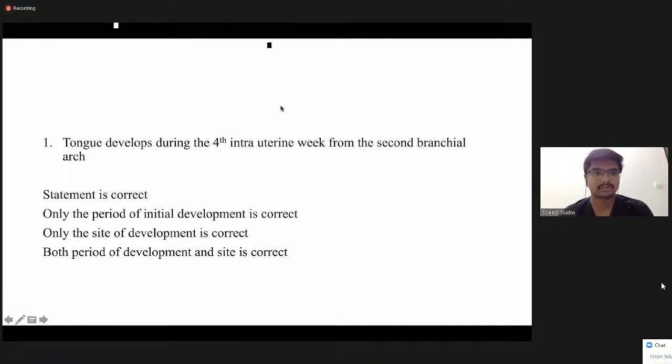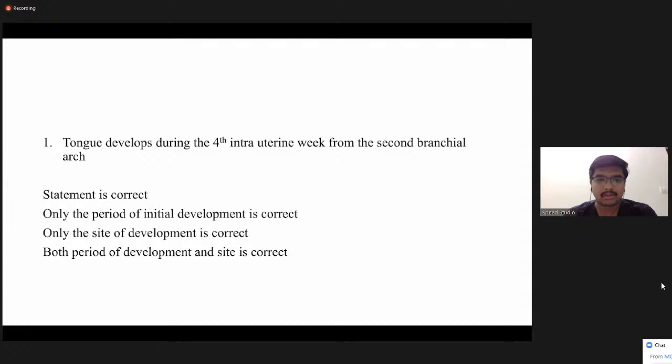Yes, doc. So this is the first question. At first, it might seem purely related to anatomy, but it is also related to orthodontics. Let me say how. The tongue develops during the fourth intrauterine week from the second branchial arch, and the following options are given: the statement is correct; only the period of initial development is correct; only the site of development is correct; both period of development and site are correct.